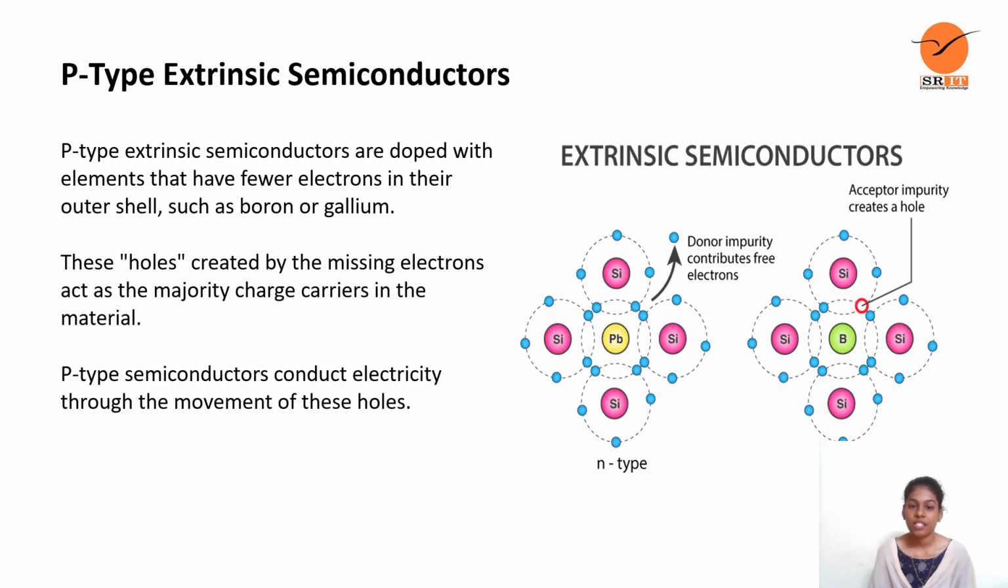And p-type extrinsic semiconductors. P-type extrinsic semiconductors are doped with elements that have fewer electrons in their outer shell, such as boron or gallium. The holes created by the missing electrons act as the majority charge carriers in the material. P-type semiconductors conduct electricity through the movement of these holes, and this is the example and picture of the extrinsic semiconductors in p-type.